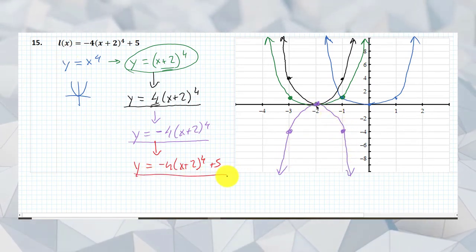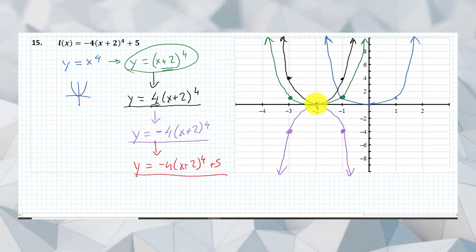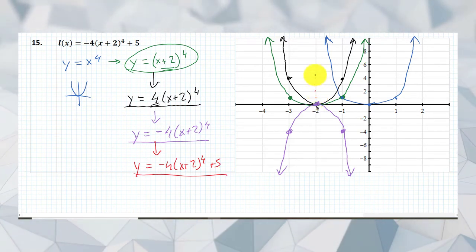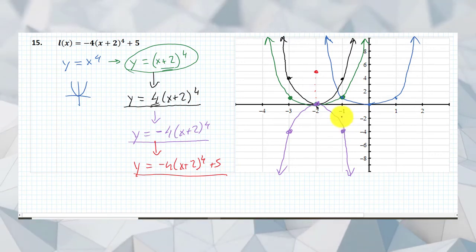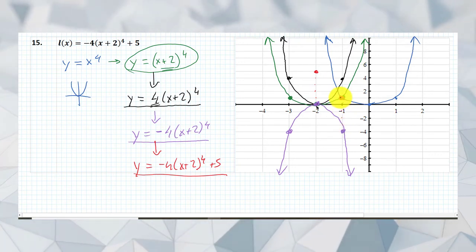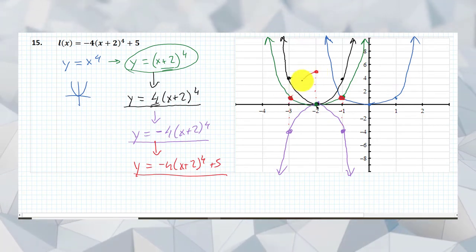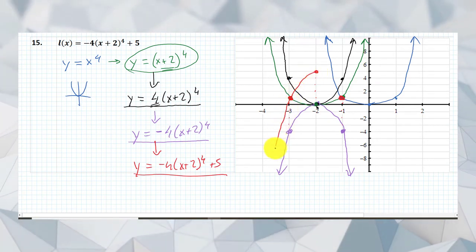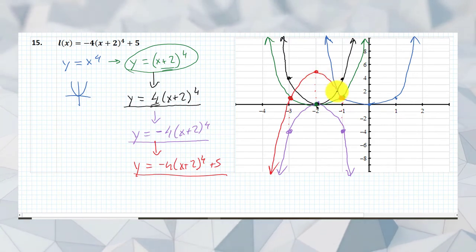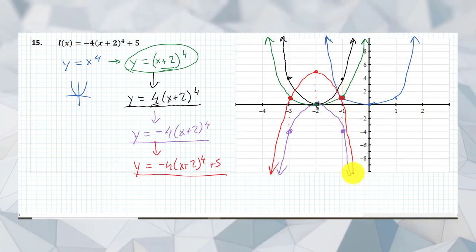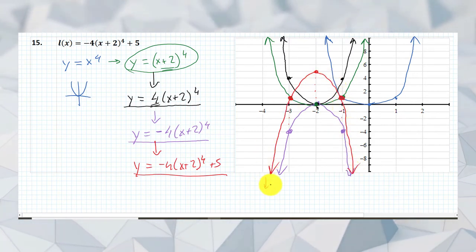And finally, we have plus 5. So I'm moving all the points 5 units up. 1, 2, 3, 4, 5. Right here. I could wonder if it were possible to catch another point. I don't think so. I think the next one right here would be lower, okay?